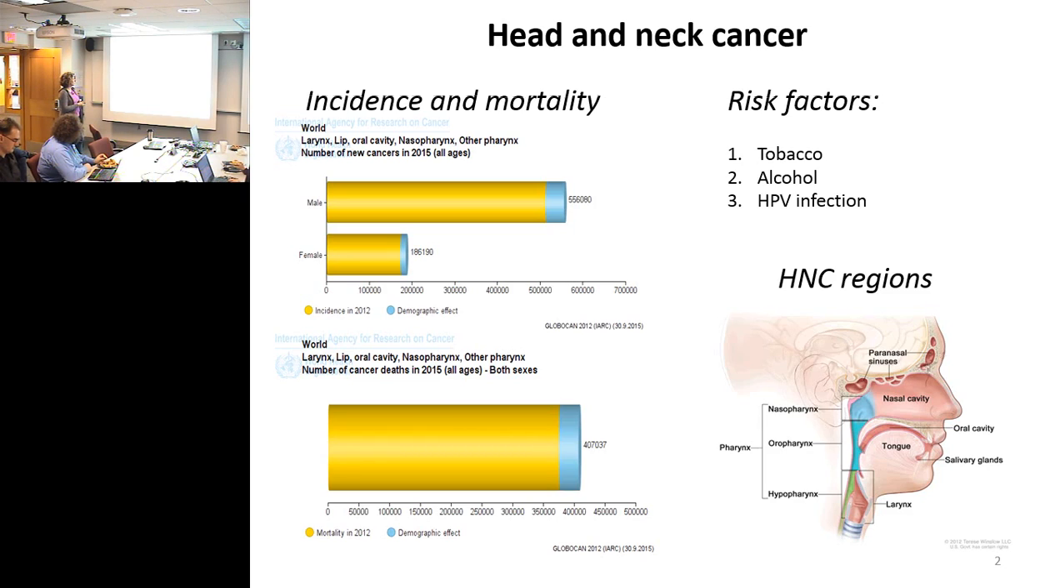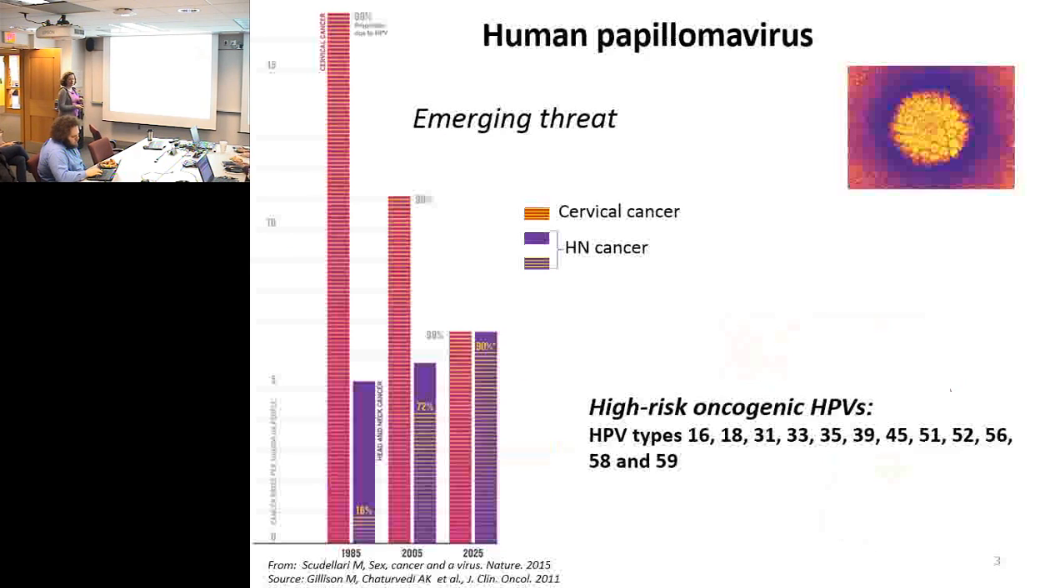The major risk factors are chronic use of tobacco, alcohol consumption, and human papillomavirus infection. This picture presents the major head and neck cancer regions, which include the oral cavity and oropharynx, among others. Human papillomavirus is the most common sexually transmitted infection in the world, and this is a diverse and large group of viruses with almost 200 well-characterized types, and 12 of them are high-risk oncogenic HPVs.